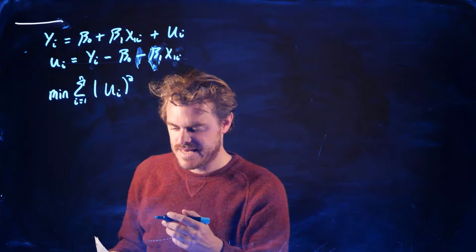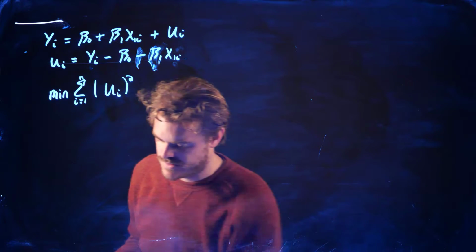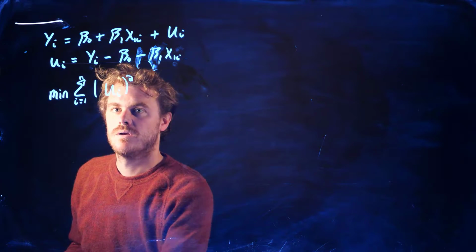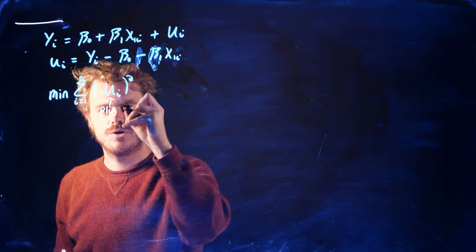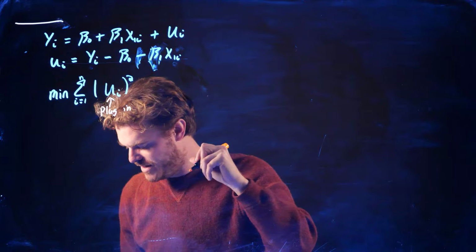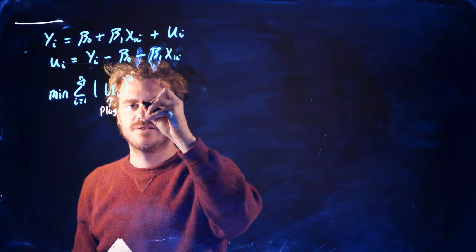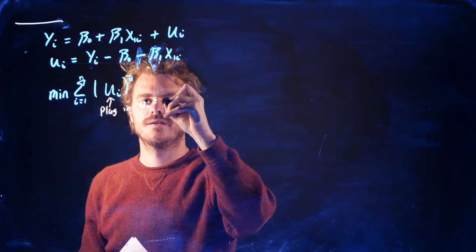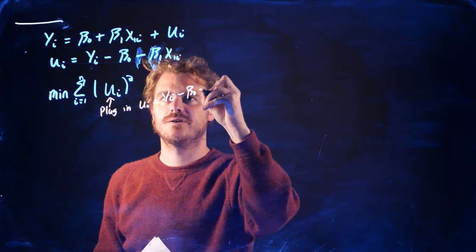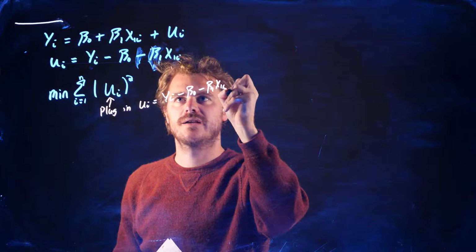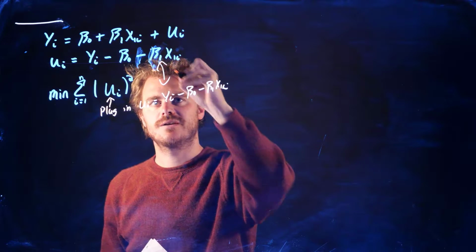So let's exactly plug in ui equals yi minus beta 0 minus beta 1 x1i. Just from here, right? I mean, I'm just rewriting that.